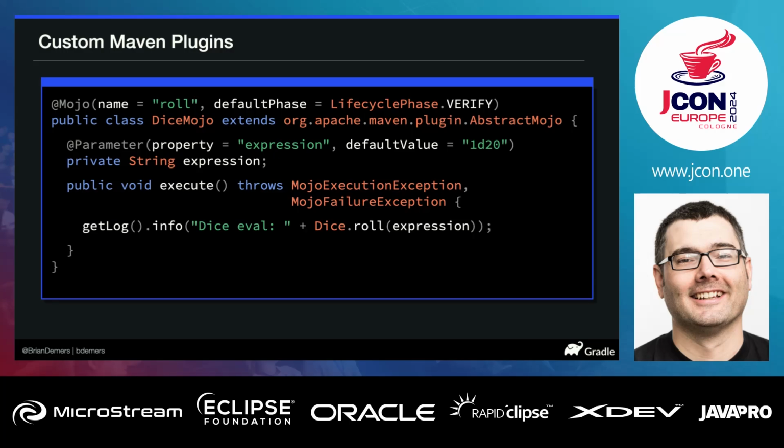Anyway, I have a property that I'm injecting, right? I could set that property on the command line or in my XML file, whatever it is, and it gets injected automatically. Very much like Spring, Quarkus, whatever. Everyone's familiar with this kind of injection, right? So this is all it is. It's very simple to write a Maven plugin, so you should check it out if you haven't already.